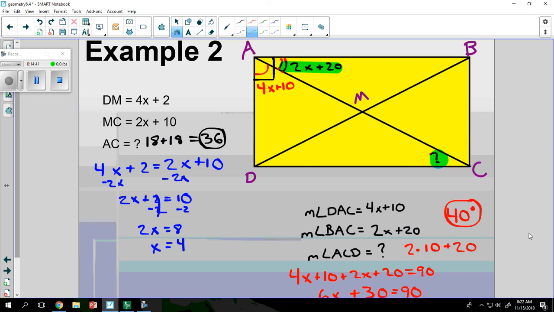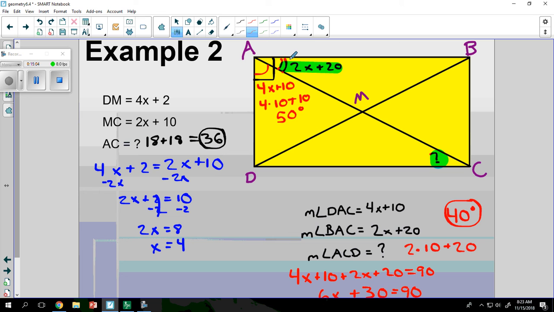And a simple way to check myself, if I plug 10 into the other one, if I do 4 times 10 plus 10, that gives me 50 degrees. And then I can really quickly check, okay, if that's 50 and that's 40, if I add 50 and 40, the result's 90, like it was supposed to be. So everything checks out.